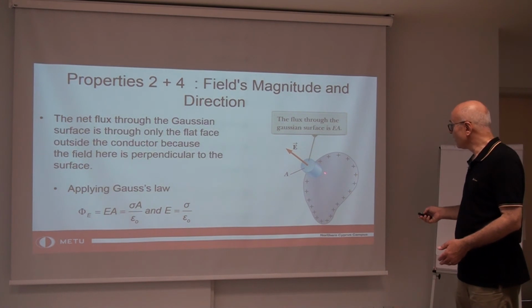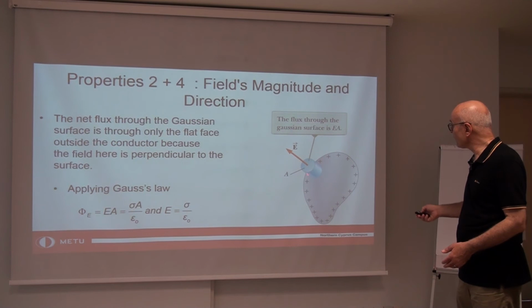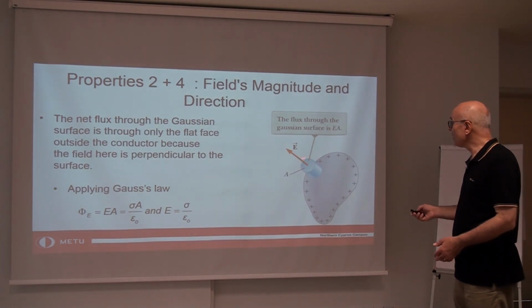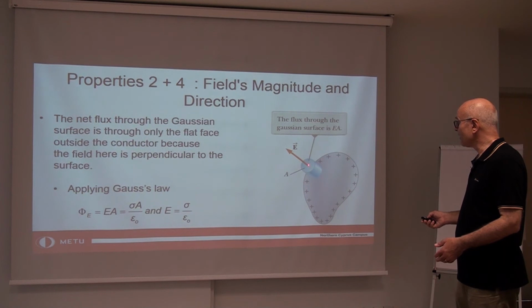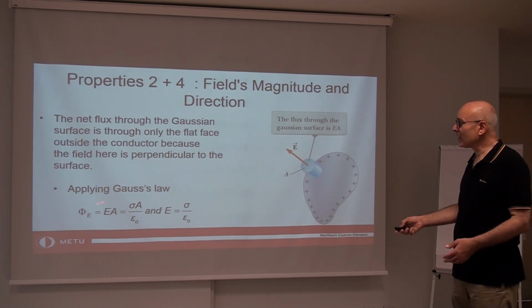Here I have no flux because the electric field is zero. This curved surface will have no flux through it because the electric field lines are parallel to the surface. The only flux will be through this. And E here is normal to the surface, and it's parallel to the normal vector here. And so the flux will be EA.